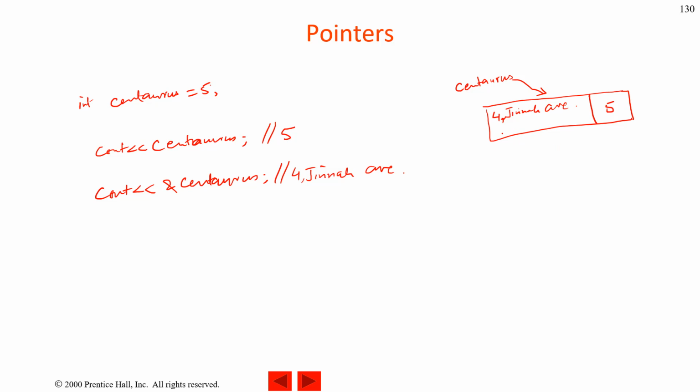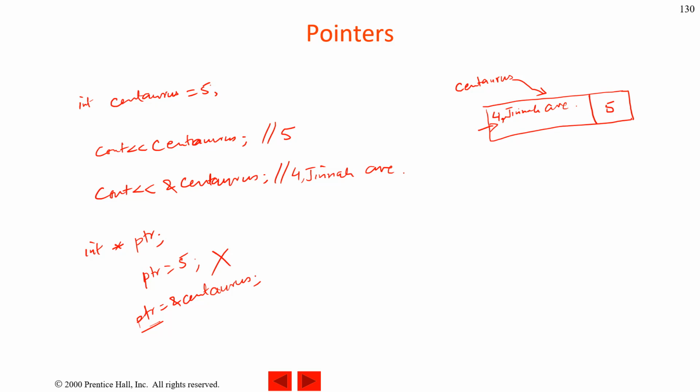So what I can do is, if I want to create a pointer, then I will write int asterisk. This is a pointer. Now this PTR, if I try to write PTR is equal to 5, this is wrong. PTR is a pointer, it cannot contain a value. 5 is a value. What I can do, however, is PTR is equal to ampersand of Centaurus. Now what is PTR? PTR is pointing to this address.